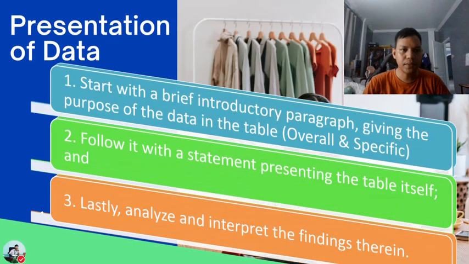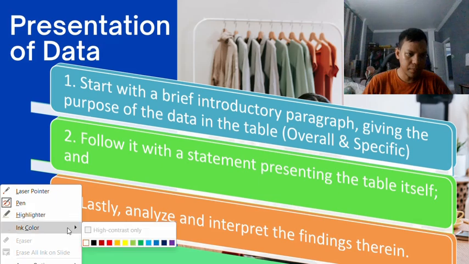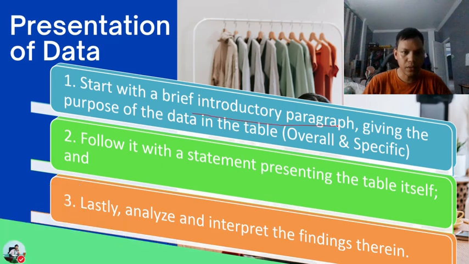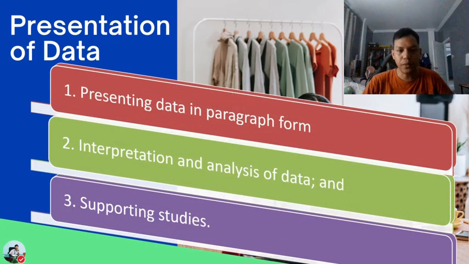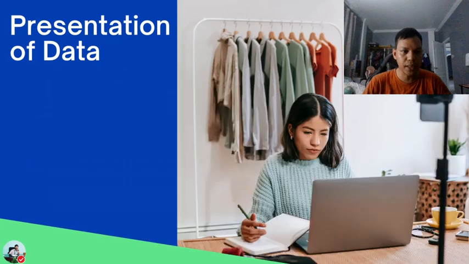So again, for the recap, the proper sequence of our chapter 2: we need to have a brief introductory paragraph. Then we need to present the table itself, and then the analysis and interpretation of the findings. So before I show you the examples of a research paper, I will also discuss the sequence with part 3, this one.